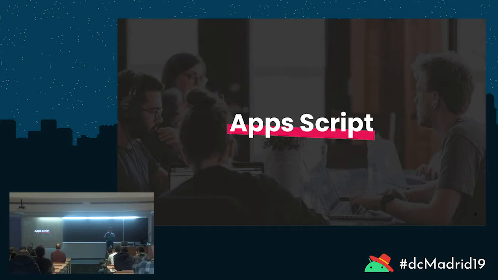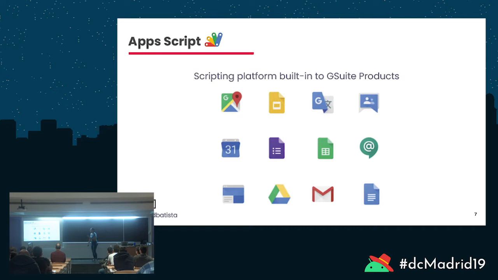So App Script. Most of you don't know what App Script is. App Script is a scripting platform that is built into G Suite products, like Google Docs, Google Spreadsheets, Calendar, Gmail, etc. So it's basically everything that you can do with a mouse and a keyboard when you're using Docs, Spreadsheets, Gmail. When you're doing everything manually, you can script it, and you can automate everything.